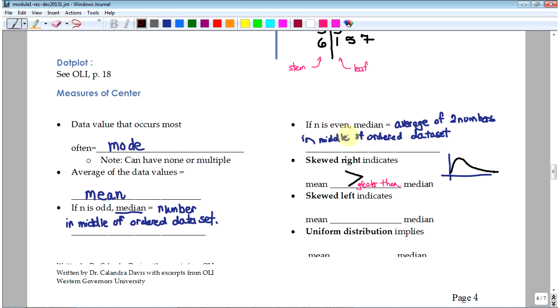Okay, we'll have just the opposite when something is skewed to the left. We see that we have a lot of larger values. However, we have some small values that will pull the mean down. So the median is going to be closer to where most of the values are, the larger values. So in this case, the mean will be less than the median.